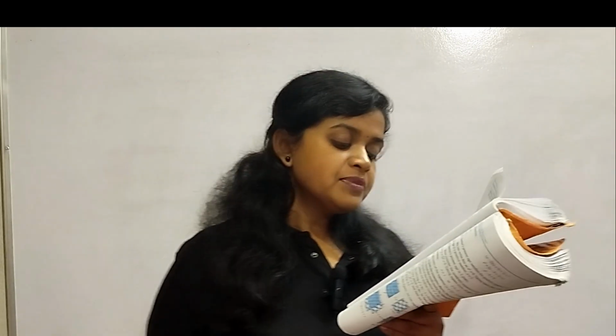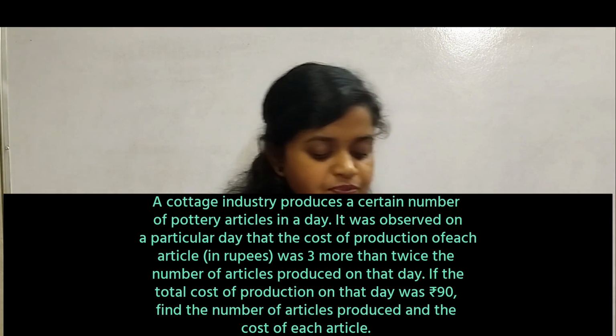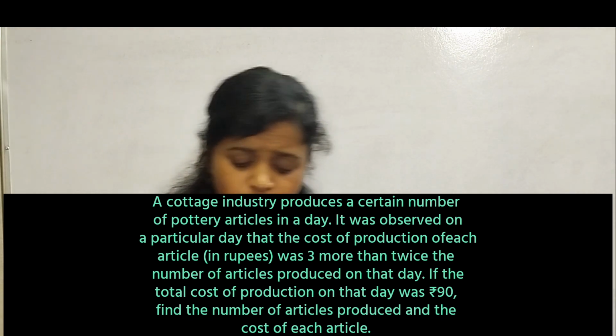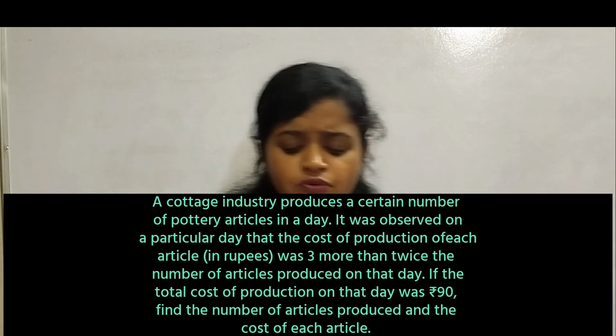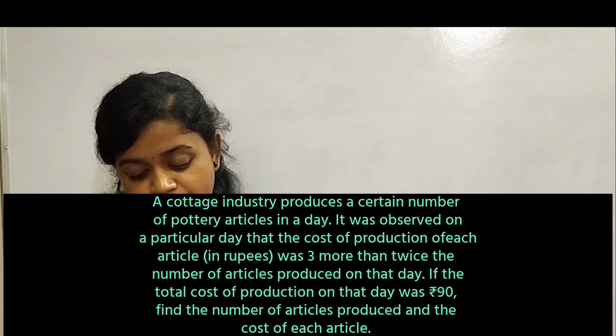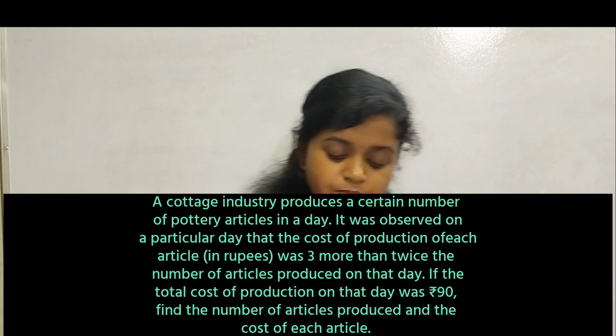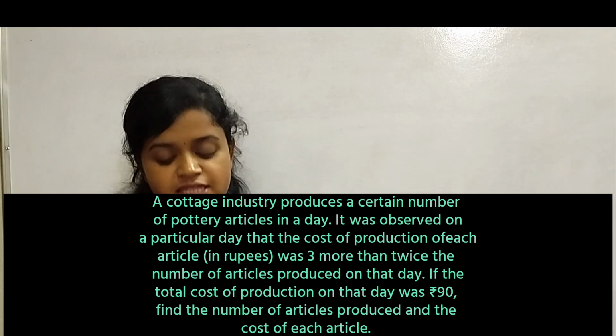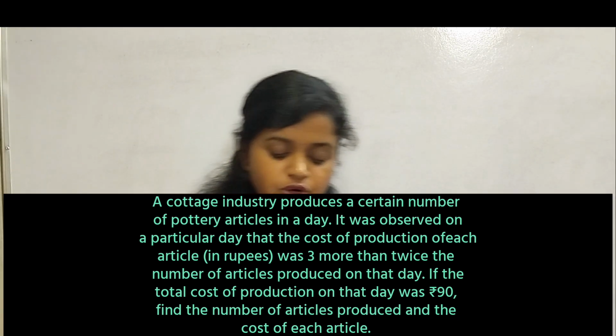Let us discuss question number 6. So on your screen here is the question. You can see the question and follow my instruction. A cottage industry produces a certain number of pottery articles in a day. It was observed that on a particular day the cost of production of each article was 3 more than twice the number of articles produced on that day. If the total cost of production on that day was rupees 90, find the number of articles produced and the cost of each article.